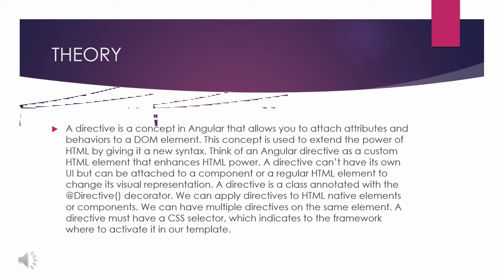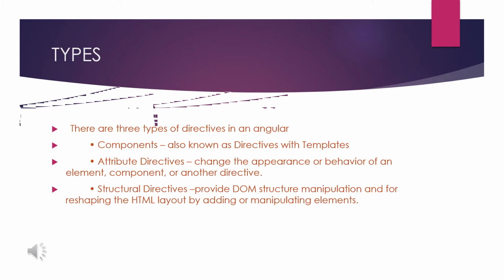Okay, so guys, we have three types of directives. One is components. So we have components in Angular, and they are the basic building blocks of Angular. These components are one of the directives, the basic directives. Then we have attribute directives. It will be used as an attribute to any element, so it just adds an attribute to an element.